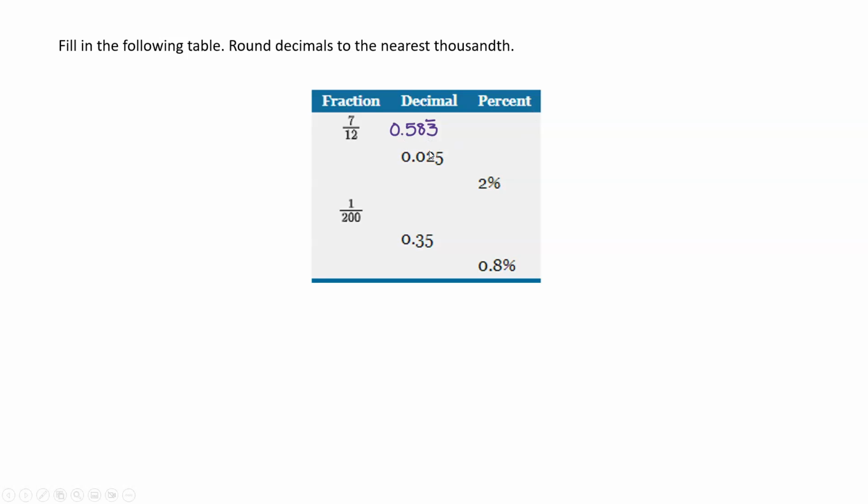The percentage, since this is 58.3 hundredths, basically all you really have to do is multiply your decimal by 100, which basically is moving the decimal point 2 spaces to the right, and you'd get 58.3 repeating percent, or 58 and 1/3 percent.